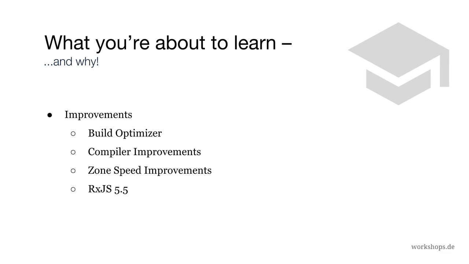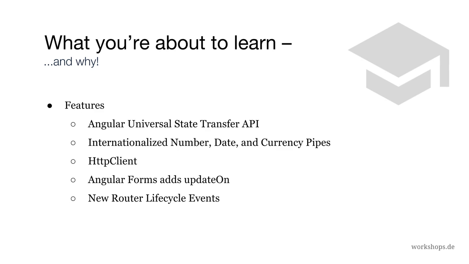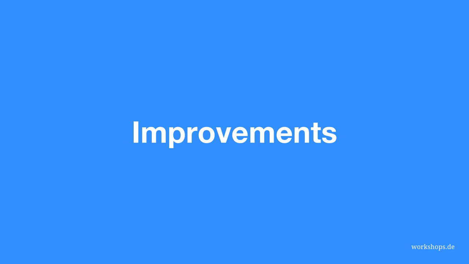First, we'll have a look at the improvements in this release. These are the activation of the build optimizer, some compiler and zone improvements to save time and reduce the size of your bundles, and finally the use of RxJS in version 5.5. There is also a bunch of new or extended features like the Angular Universal State Transfer API, re-implemented pipes for number, date, and currencies, the new HTTP client, extended options for Angular forms, and new router lifecycle events. We'll take a look at each of these. Let's get an overview about the improvements.